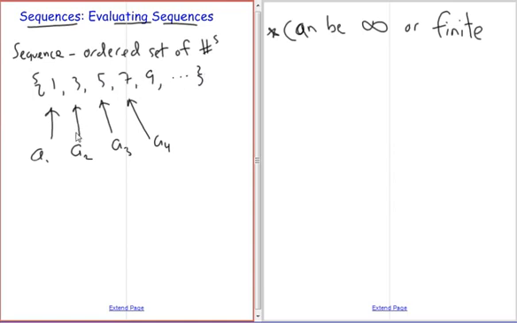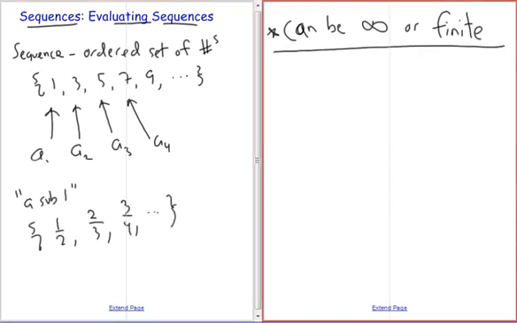In any event, this is the first term, this is the second term, so we normally use the letter A to represent the different terms in a sequence. So this is A1, A2, A3, or sometimes we might say A sub 1 or A sub 2, and so on and so forth. And they don't have to be whole numbers. They could be fractions like 1/2, 2/3, 3/4.